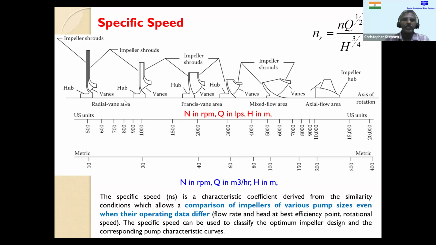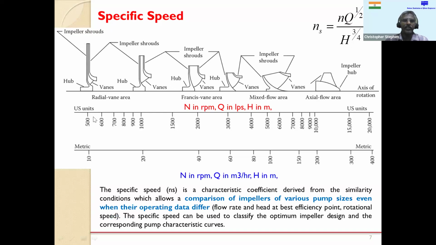If you look at this, the US unit is 500. 500 means the specific speed is very low, and 20,000 is the maximum. Based on this, what we can infer is that when you need a pump for high head and low discharge, it comes under the category of radial flow pump. When you need more discharge and less head, then we go for the axial flow pump. The axial flow pump is almost like a propeller type, and in between is the mixed flow pump and then the Francis vane turbine. This is how the pump is classified based on specific speed.